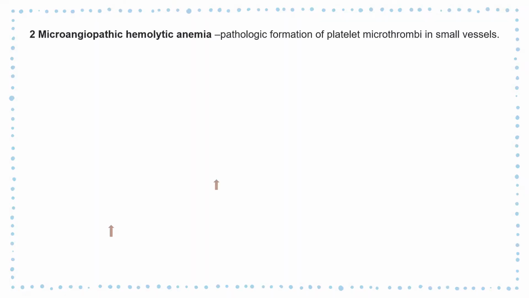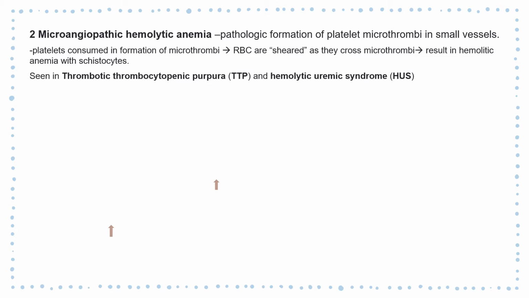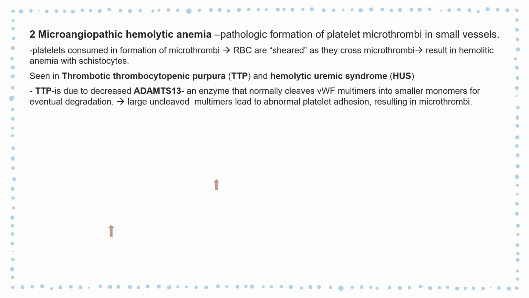Another pathology is microangiopathic hemolytic anemia. It's pathologic formation of platelet microthrombi in small vessels. Platelets are consumed in formation of microthrombi, and red blood cells are sheared as they cross microthrombi, and it results in hemolytic anemia with schistocytes, seen in thrombotic thrombocytopenic purpura and hemolytic uremic syndrome.